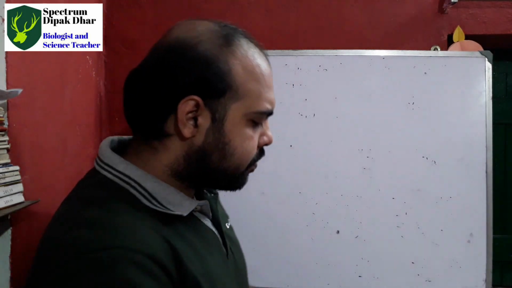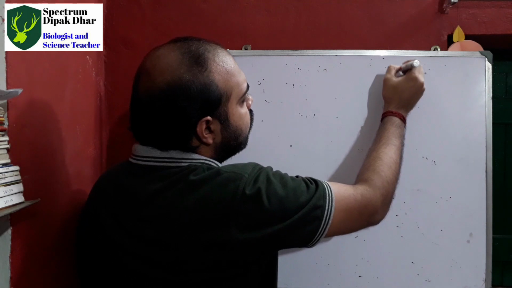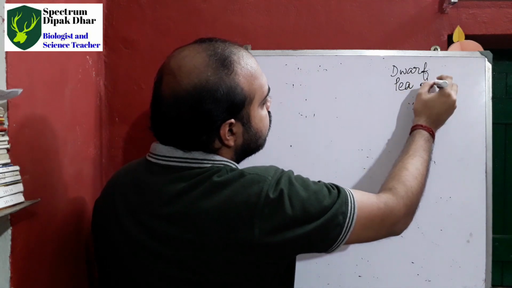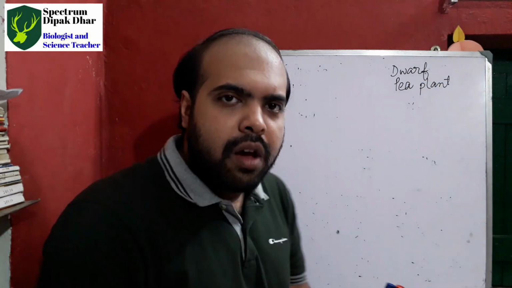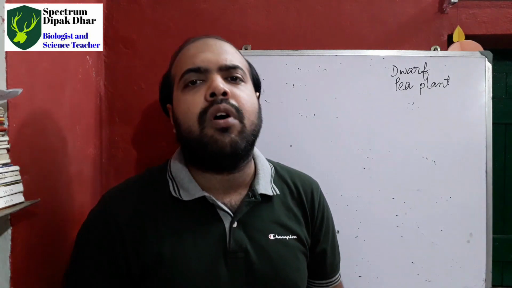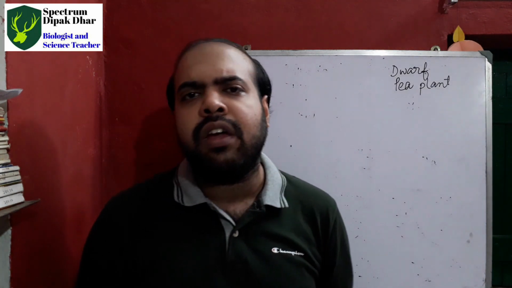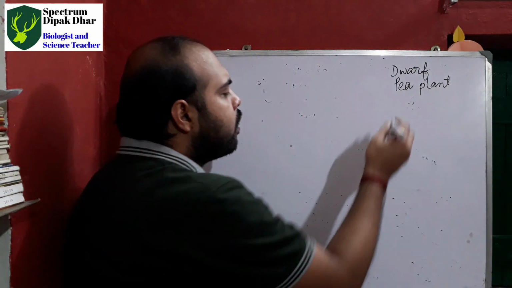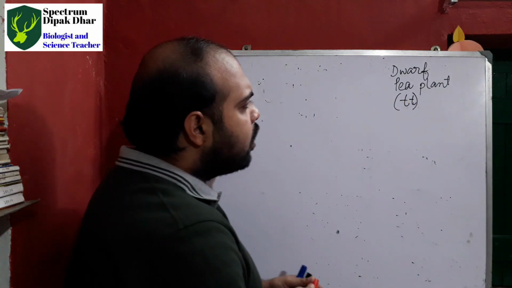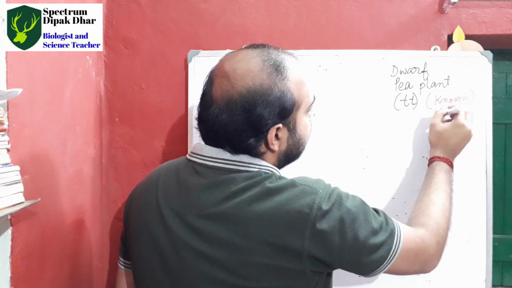So first of all, you have to take a dwarf pea plant. In the dwarf pea plant, the genotype you definitely know, because in the case of dwarf it will always be recessive, since it can never be dominant or heterozygous in nature. So the dwarf pea plant is the known phenotype and known genotype.